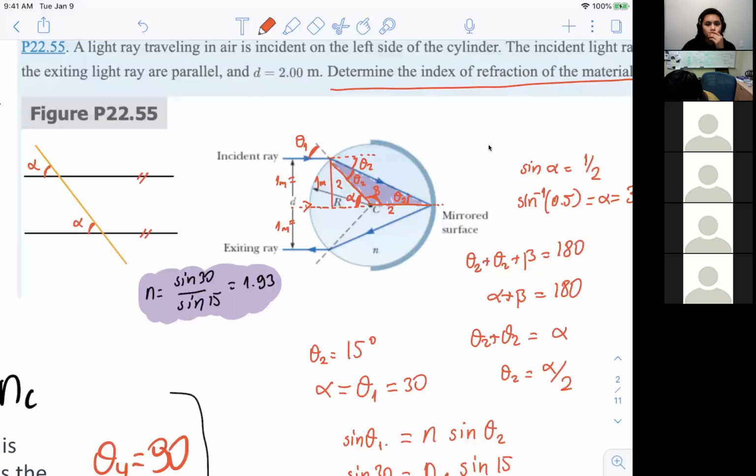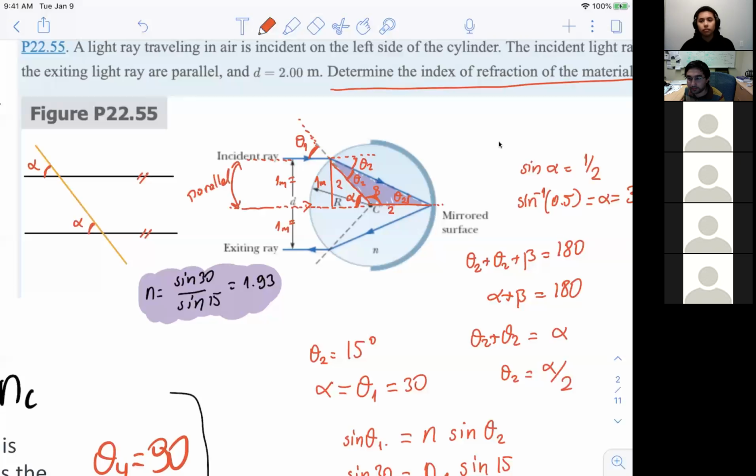So if you look at this, this is a central line, and parallel to this line is the incident ray. So these are parallel, so that alpha will be equal to theta 1. This is the normal, a perpendicular to the surface. It goes through the center of the cylinder.